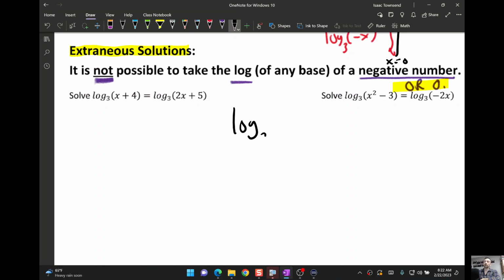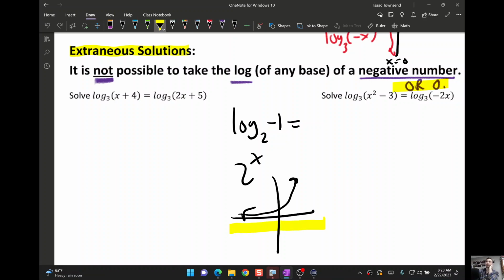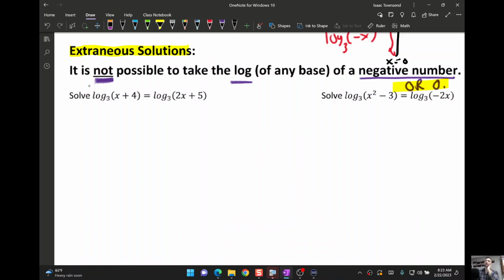And just quickly, why? This would mean 2 to what power gives you negative 1? And there's no number that makes that true. If you think about the graph of 2 to the x, it never equals negative 1. It also never equals 0. It gets close to 0, but it never equals 0. You can't take the log of a negative, you can't take the log of 0.